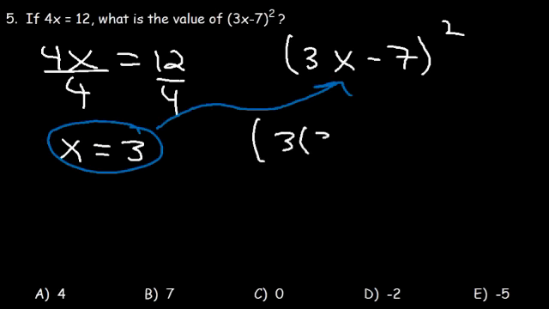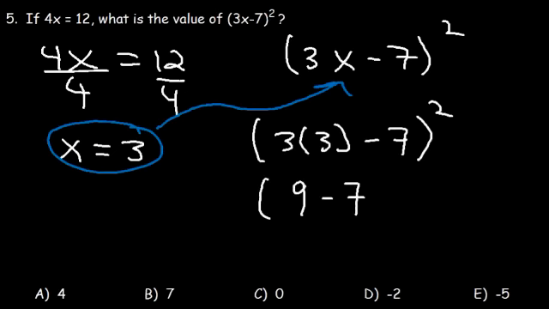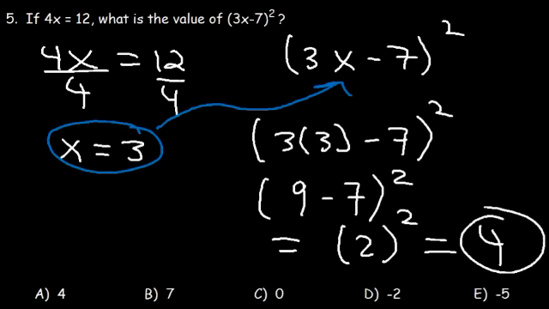So it's going to be 3 times 3 minus 7 squared. 3 times 3 is 9, and 9 minus 7 is equal to 2. And 2 squared is basically 2 times 2, which is equal to 4. And so therefore A is the right answer for this problem.